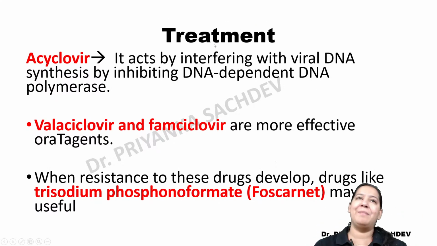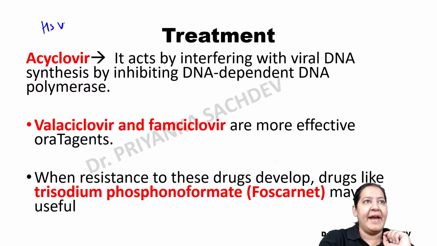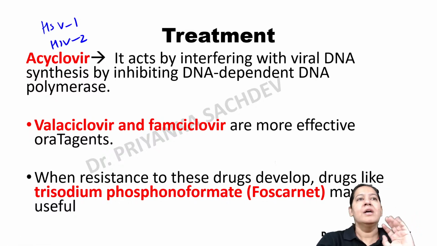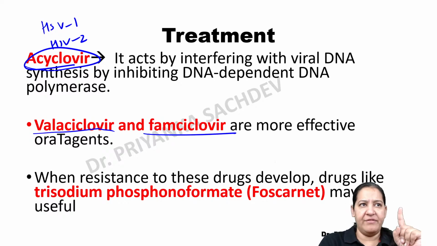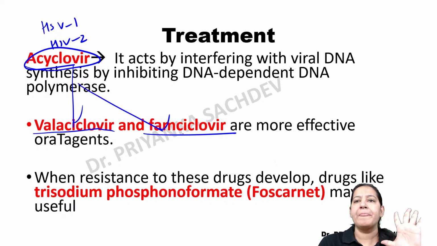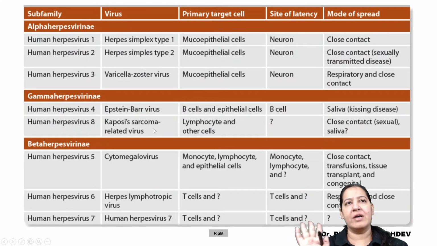Let me teach you the treatment of HSV1 and 2. HSV1, HSV2, that is type 1 and type 2, right? So acyclovir is the drug of choice. Otherwise, you can also use valacyclovir and famciclovir. But acyclovir, if not available, you can use these also, and those are the main drugs we use here.